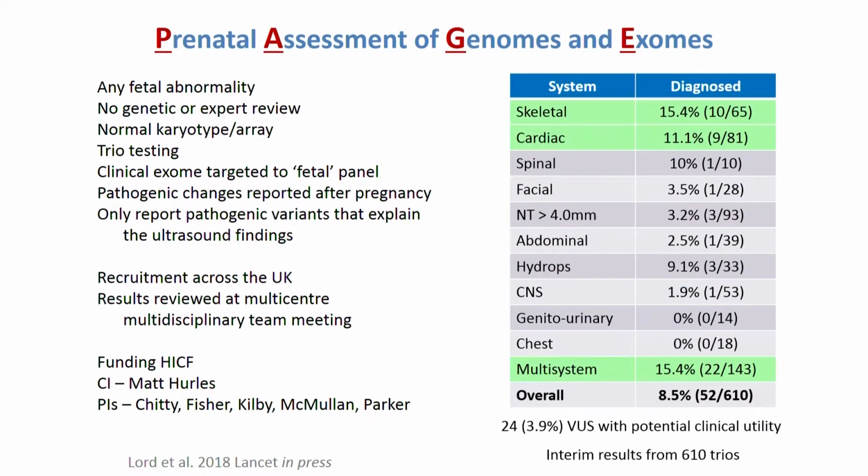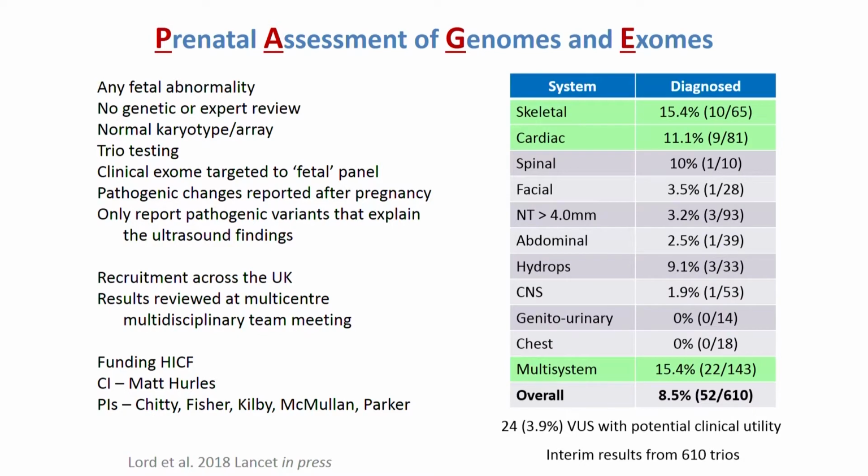And this is an overview of the interim results from 610 trios. And you can see, as with Bryn's data, if you have a multi-system abnormality, so abnormalities in more than one system, the detection rate was about 15.4%. If you go to single systems, and here, these are isolated single systems, so it had to be an isolated cardiac or isolated skeletal abnormality, you can see that there's quite a variation between the groups, although I think the numbers are still quite small. But quite a decent hit rate in skeletal and cardiac abnormalities, and lower in all the rest.